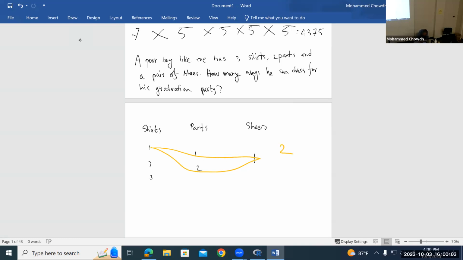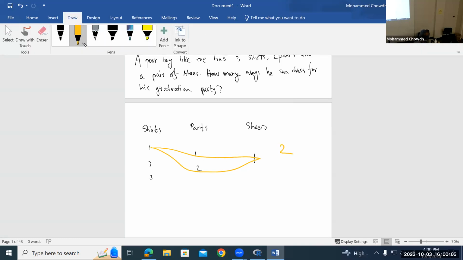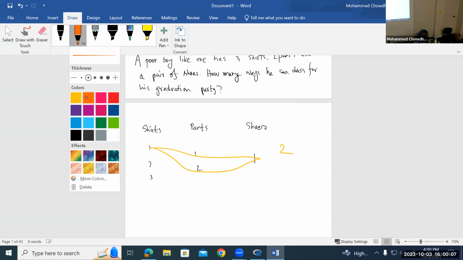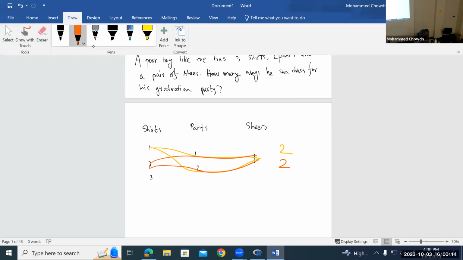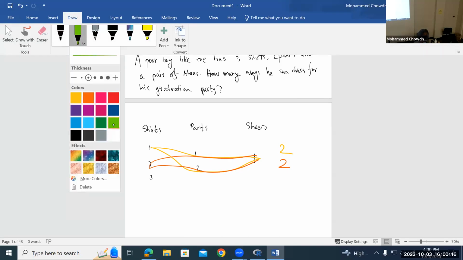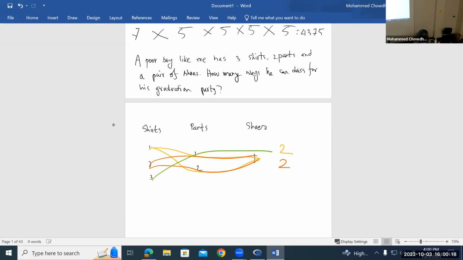So that is equal to 2. Now take a look at another color. This is one way, that is another way. That is equal to 2. Take another color. This is another way, and this is another way. So that is equal to 2. So altogether 6. So 3 times 2 times 1 equals 6. Understand? This is a small scale example, and that one is a big scale example.